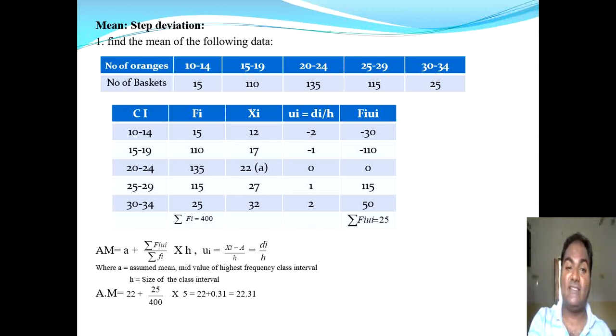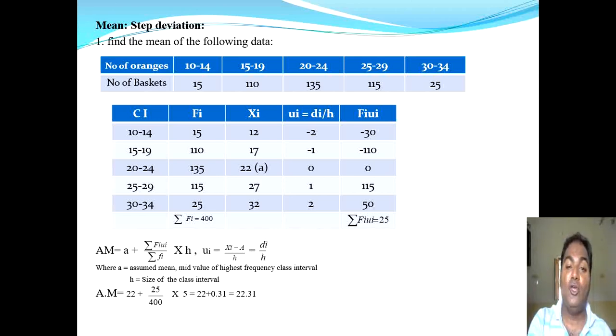What is xi? I said the mid values, the upper boundary plus lower boundary by 2, 10 plus 14 by 2, 24 by 2 is 12, 15 plus 19 by 2, 20 plus 24 by 2. In that way we have xi values. Now what is the first one? Assumed mean. The highest frequency class mid value is taken as assumed mean, that is 22 is the assumed mean.